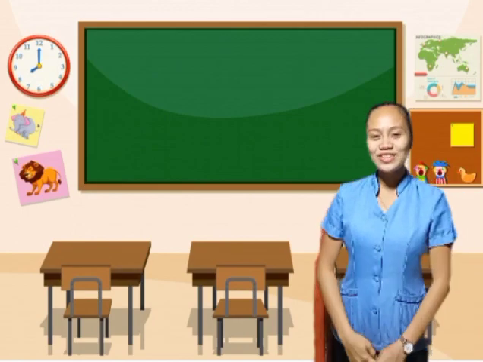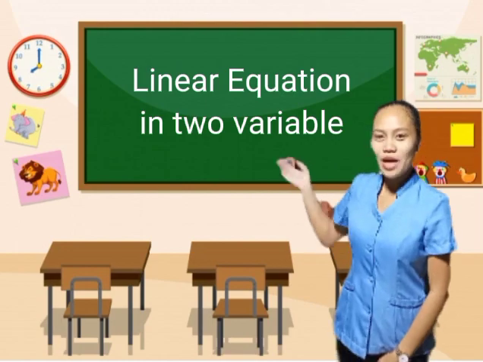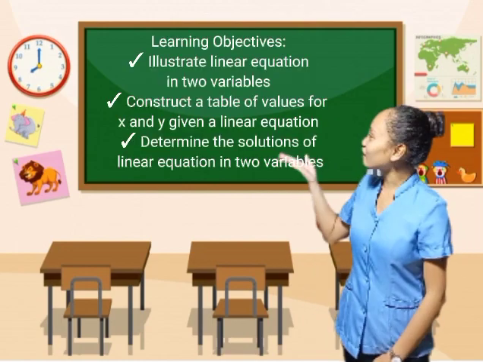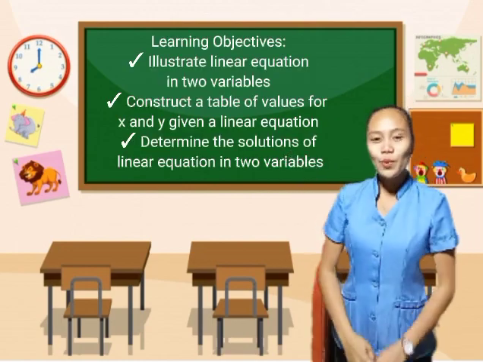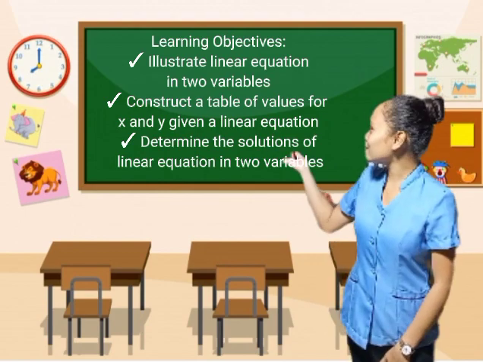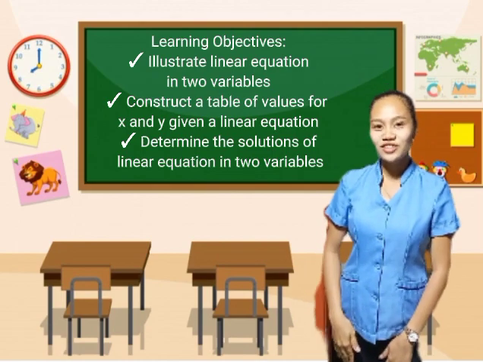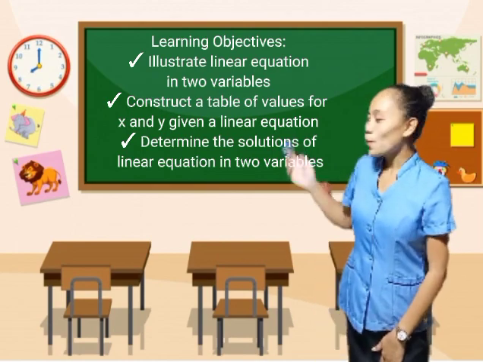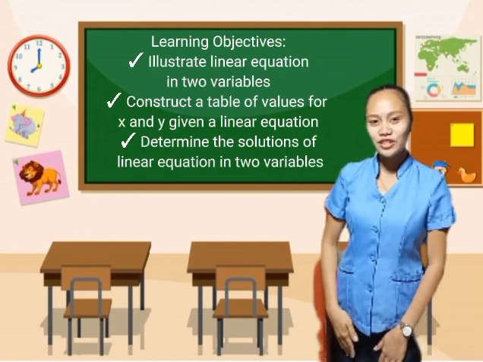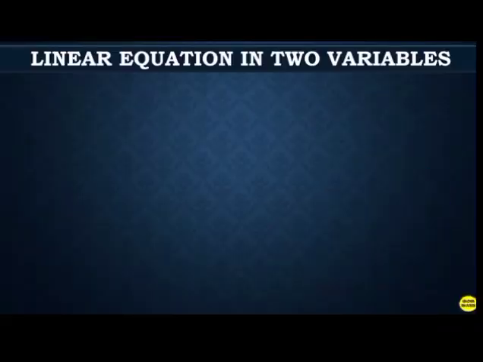Today, we're going to discuss a lesson about linear equation in two variables. But before that, here are the learning objectives. First, we will illustrate a linear equation in two variables. Second, we will construct a table of values for x and y given a linear equation. And last, we will determine the solution of a linear equation in two variables. So what is a linear equation in two variables?